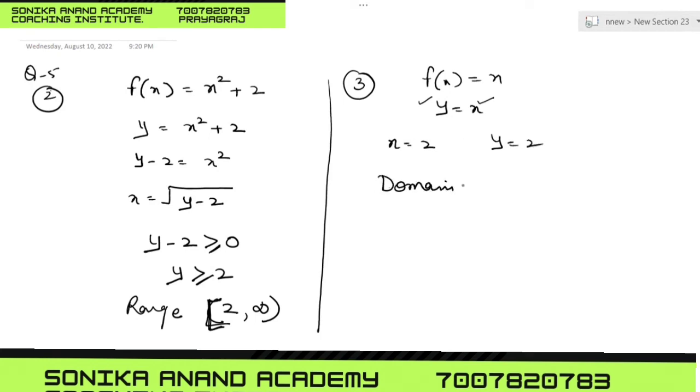Domain, it is given in the question that x is a real number. Clear? Clear, ma'am. That means all the domain belongs to real numbers. So all the ranges also belong to the real number. Exercise is finished.